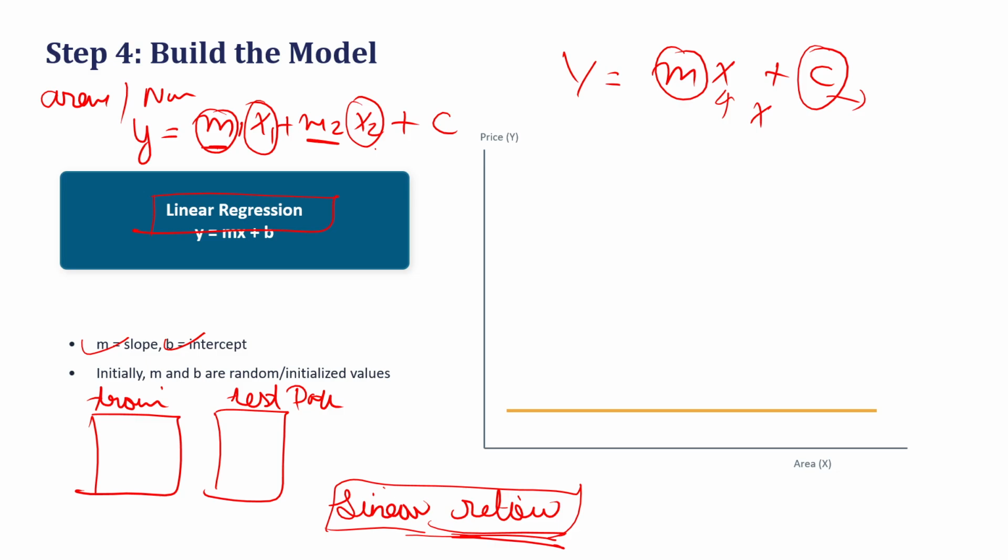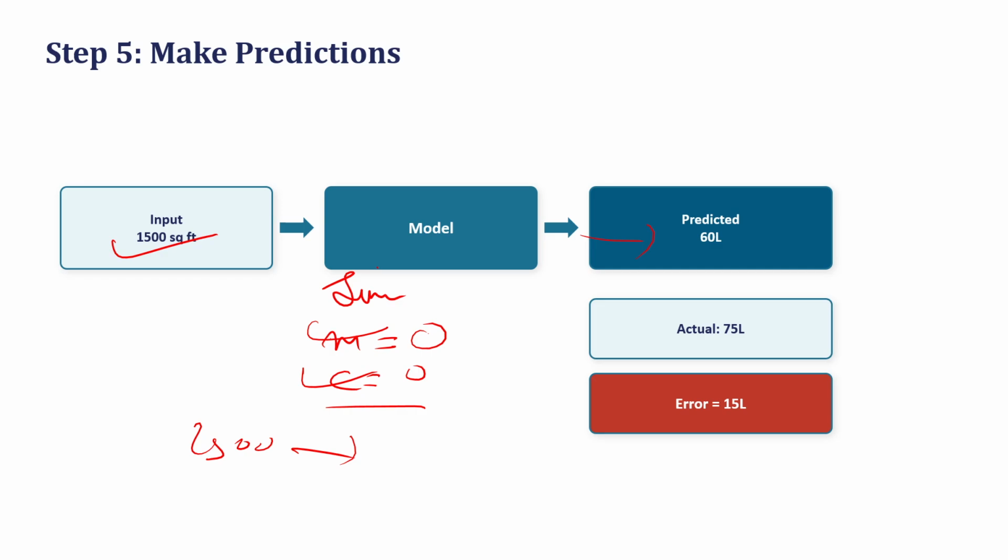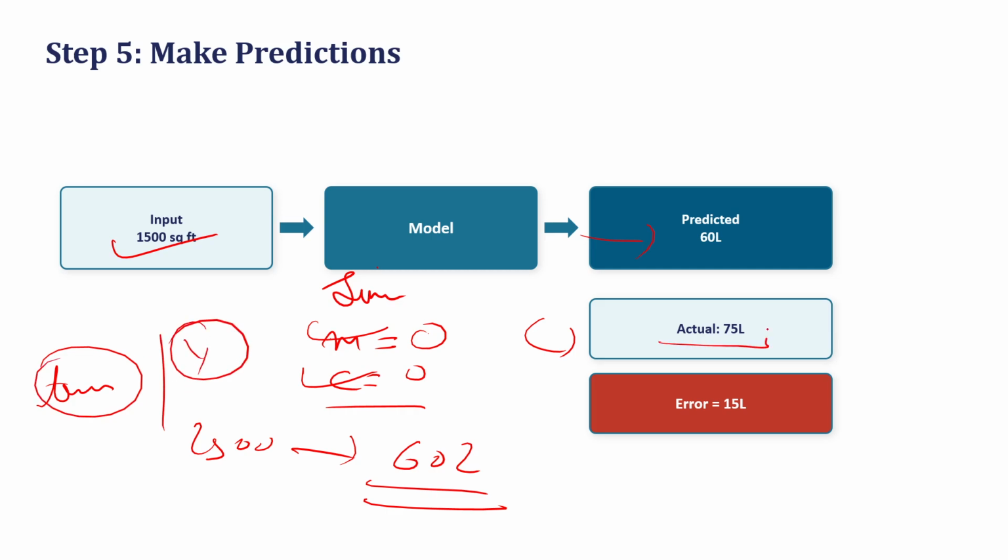So this is step 4. In step 5 you make the predictions. You have input, let's say 1500 square feet. You have a linear model, which assumes some m value and some c value, let's say some random values of m and c, it can be anything. Then you make the predictions with the given input of 1500 square feet, with those random values of m and c, and you get 60 lakh as the output price. But from the training data you know that the actual y is 75. The difference is the error.